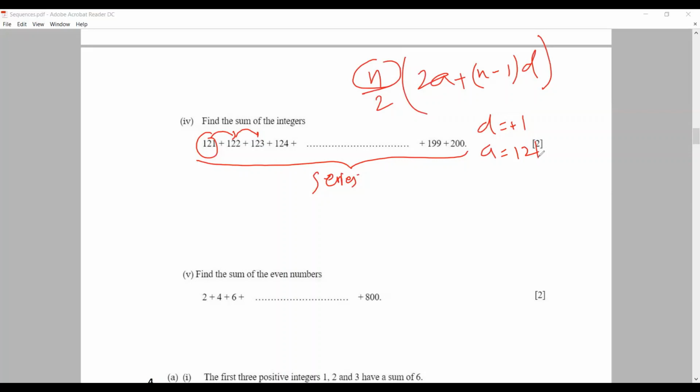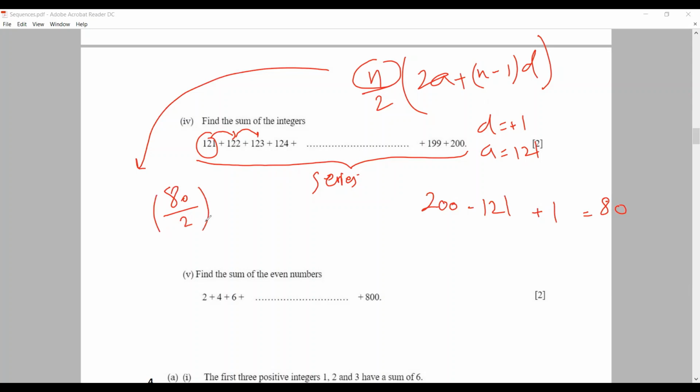All I have to do is to find out how many terms there are. From 121 up to 200, I can evaluate that by subtracting 121 from 200, and at the end, don't forget to add 1, right? Because we're looking for the number of terms, and that would be 80, right? Now, if n is 80, I'm just going to go ahead and substitute it here.